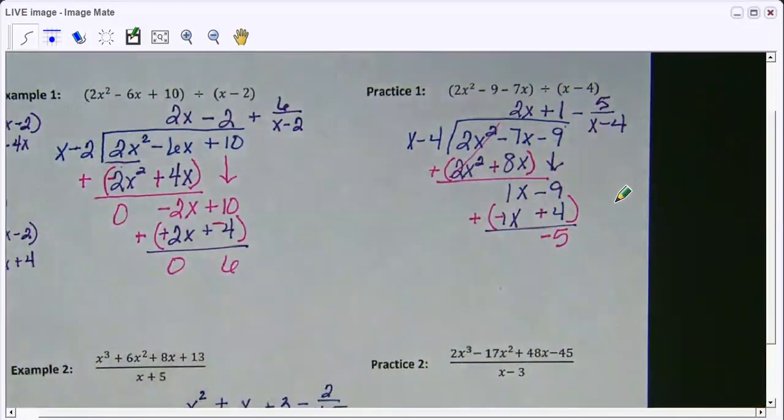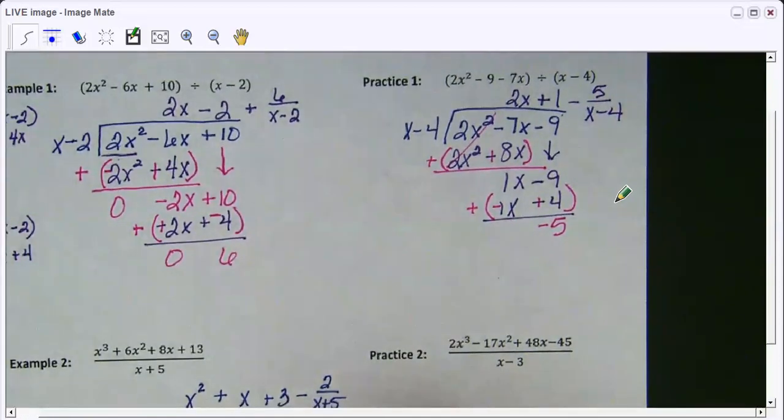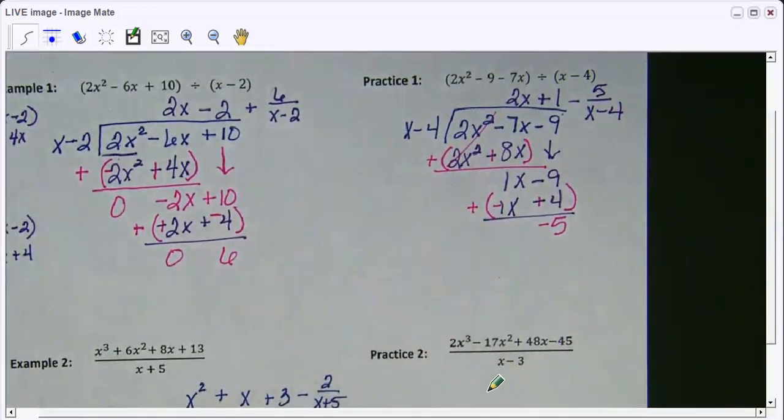Okay. Any questions on that? Okay, so what I want you guys to do is to attempt practice 2, and then I'll go over that as well.